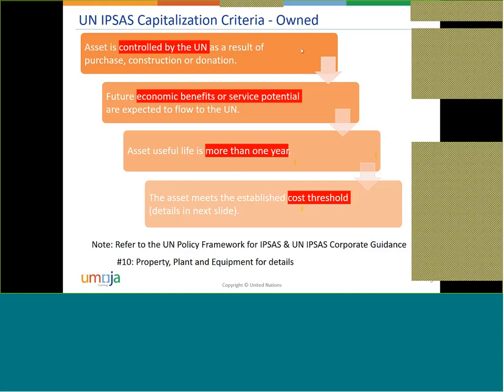The item needs to be controlled by UN. It should have service potential or bring economic benefit. It has to last for more than 1 year, and it has to meet the capitalization threshold. Now, how does this apply for assets under construction? It's in the following slide.